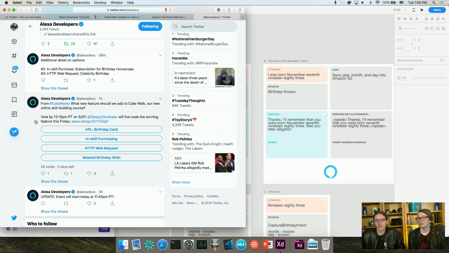So when we finish going through Cakewalk, the final installment where we're going to actually do the date math to calculate the number of days, we're going to do one of three things. We're either going to add an APL document for a birthday card, or we're going to do in-skill purchasing, maybe an HTTP web request to get some information, or do the belated birthday wish. So please vote, and whatever you vote, that's what I'm going to try to attempt to finish and complete. In-skill purchasing is going to be pretty tough to get all in one go. So pick that one. ISP is harder mode.